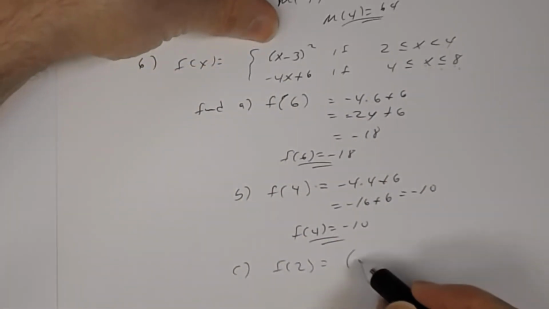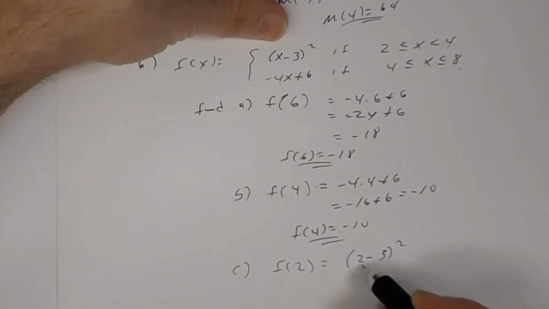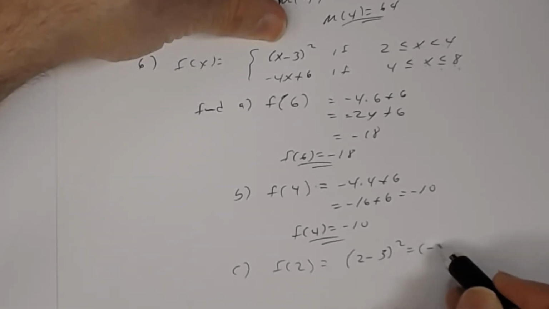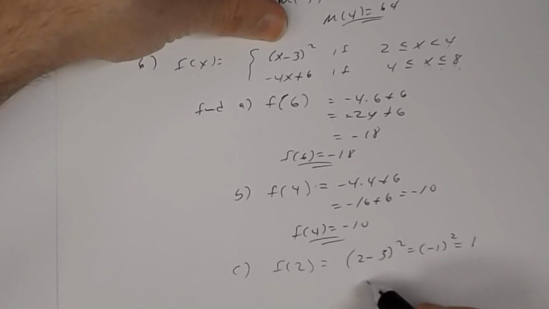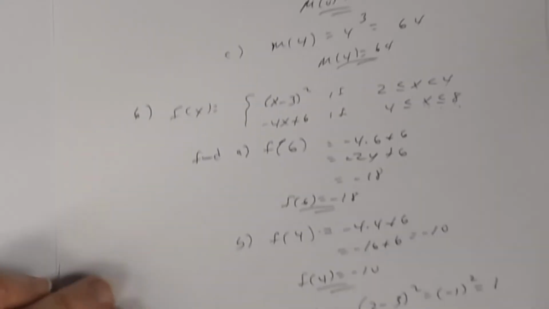So you're going to have 2 minus 3 squared. 2 minus 3 is a negative 1. And a negative 1 times itself is a positive 1. So f of 2 equals 1. All right, so that's number 6. Let's look at number 7. Number 7, we have this.